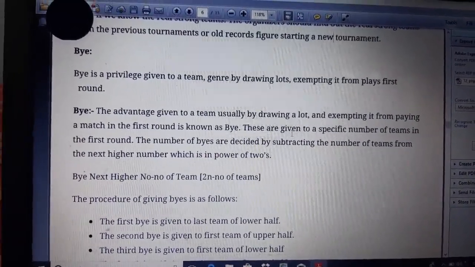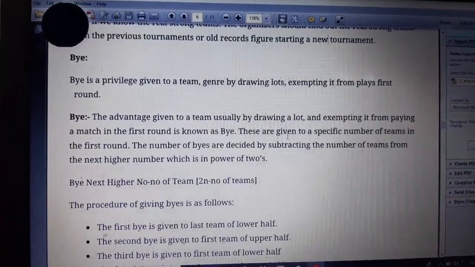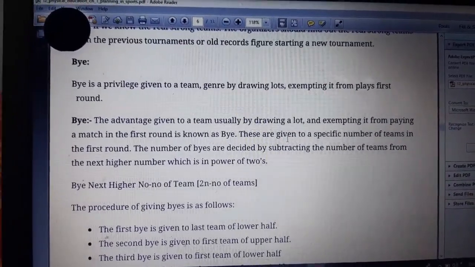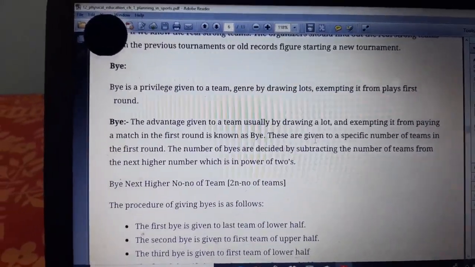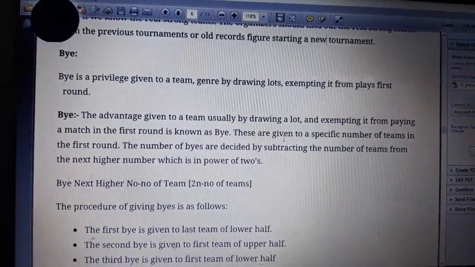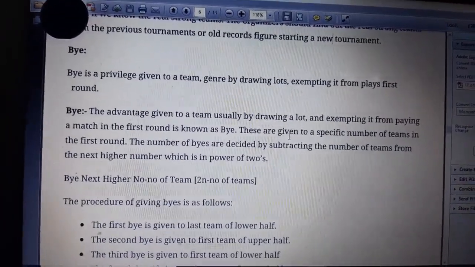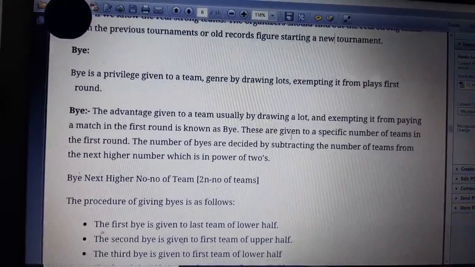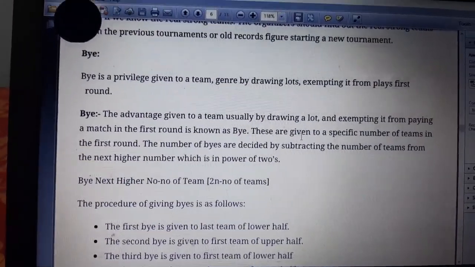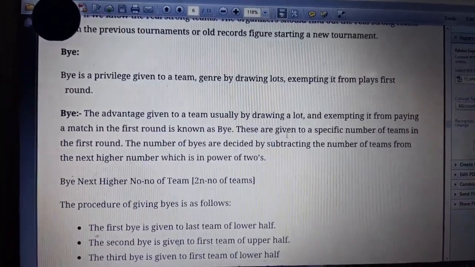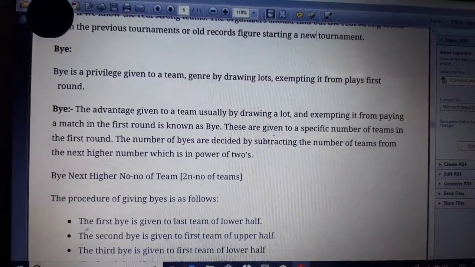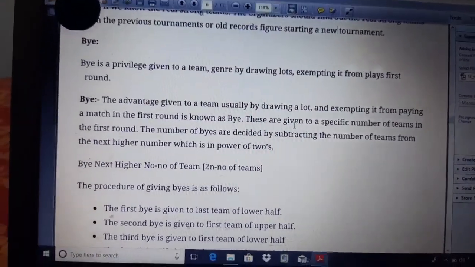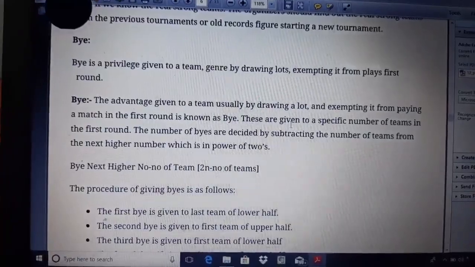Until and unless you make the draw by yourself, you won't understand things clearly. Audio is okay, but making it practically is very important, and it is a short question, students, of making a draw. There are various methods that I will be teaching you. So we'll have the theoretical study first, then practical.